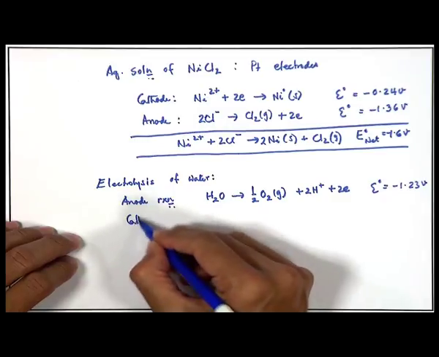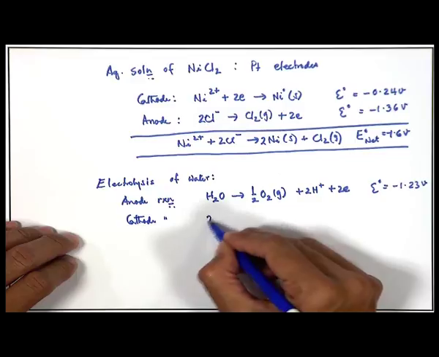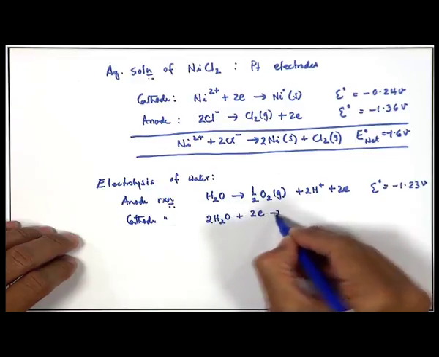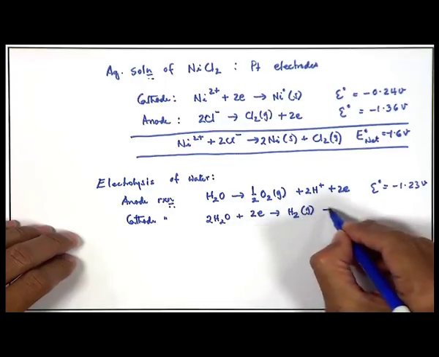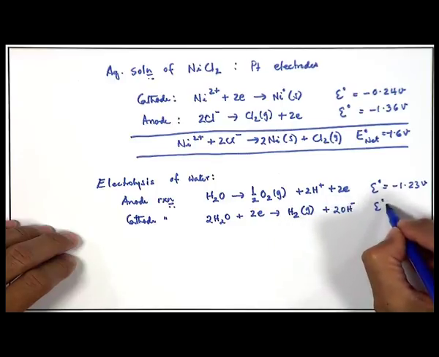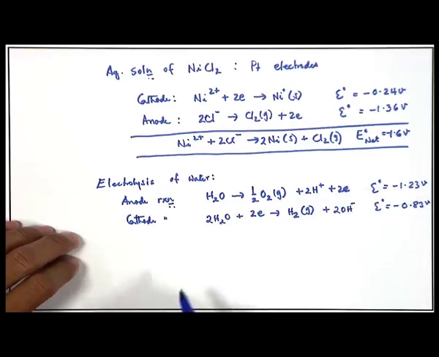Cathode reaction is 2H2O plus twice electron gets you H2 gas plus 2OH minus, E naught is equal to minus 0.83 volt. So, these are the things that happen.